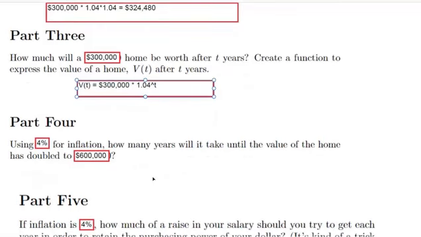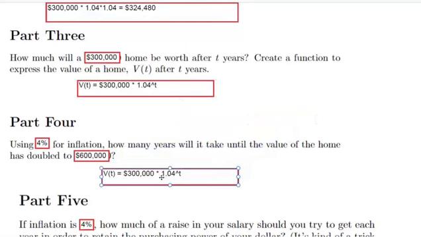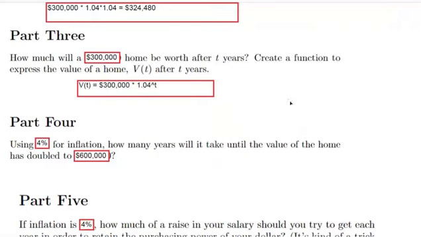Part 4: using 4% inflation, how many years will it take until the value of the home is doubled to $600,000? So let's use that function that we just came up with, except this time we're not plugging in a value for t. I'm going to draw this one out. We're plugging 600,000 in for the value of the home, for v of t. Remember that t isn't multiplying. That's function notation. This is v of t is how you'd say that. We plug in 600,000 for the entire left side, and that equals 300,000 times 1.04 to the t power.